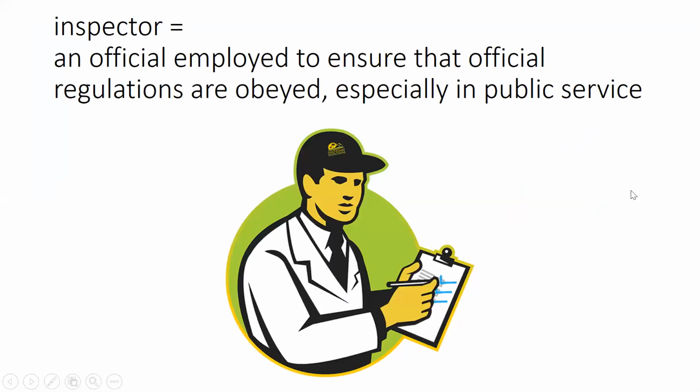And inspector is an official employee who ensures that official regulations are obeyed. That means laws are obeyed, especially in public services like the farm. Okay, so he's a person who makes sure that every law is being obeyed on this farm, that this farm is following the rules.